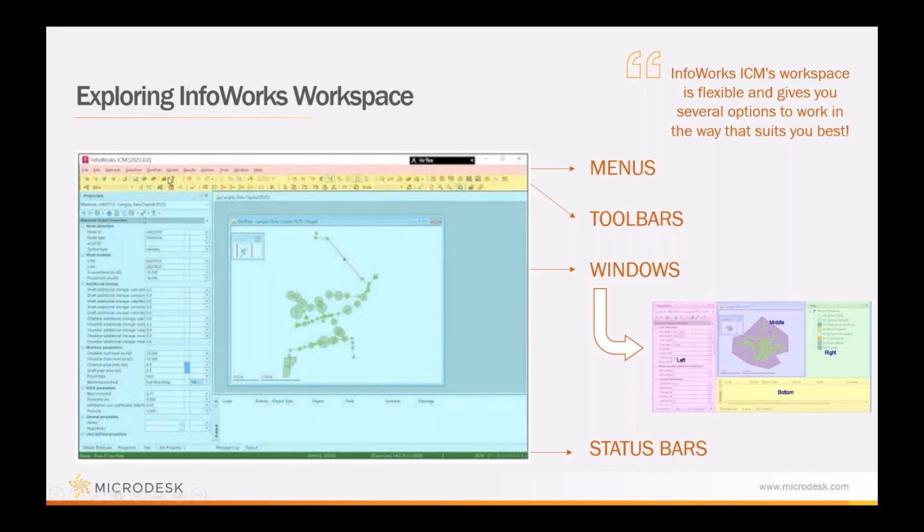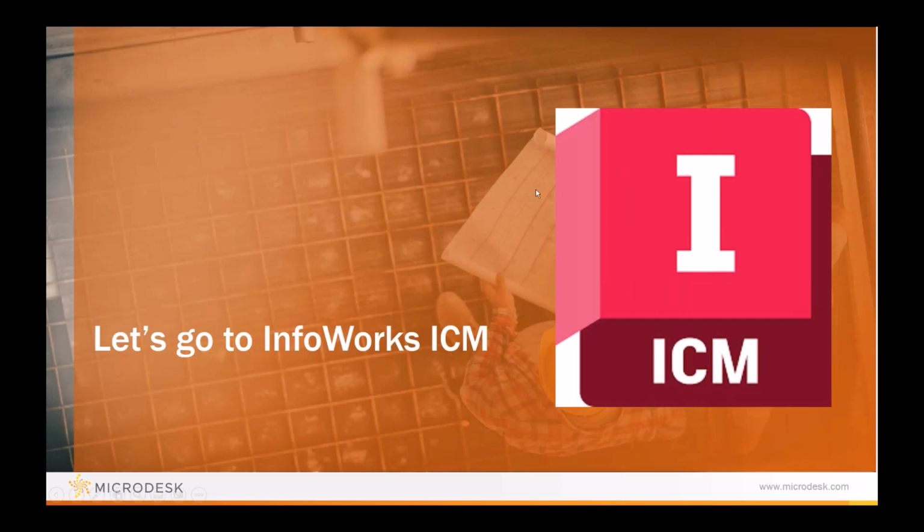functions within the software. And then we have the windows, where the windows are going to be divided in 4 pieces. This is the standard configuration of the workspace, but you can also move things around as you desire. And at the bottom, you have the status bar that will inform you of what is happening in the software, if anything is being processed, and also about the coordinates and so on. So let's get into InfoWorks right now.